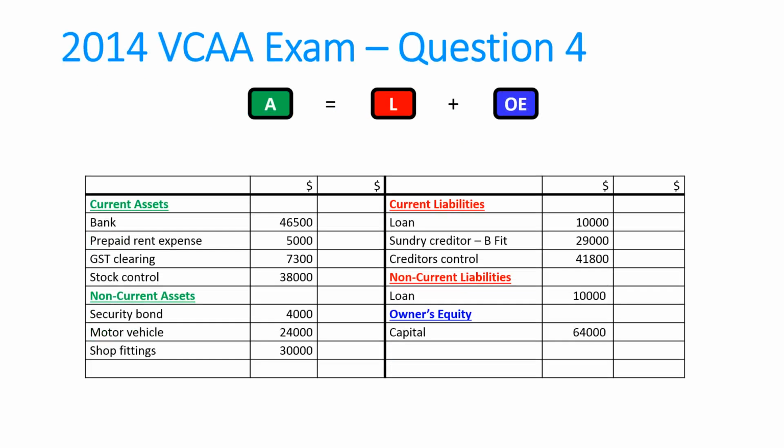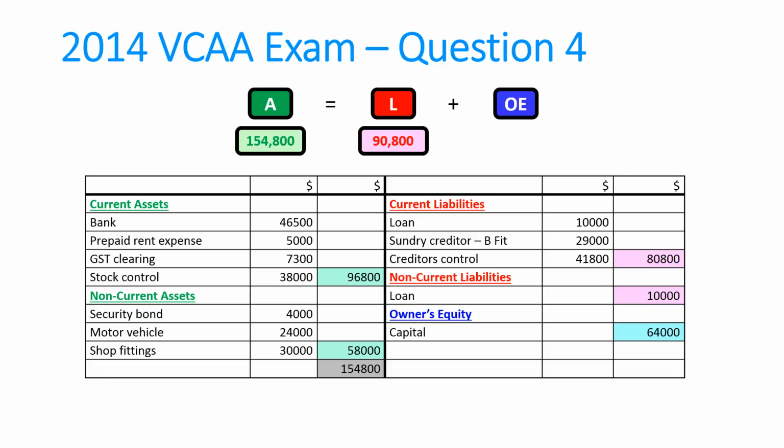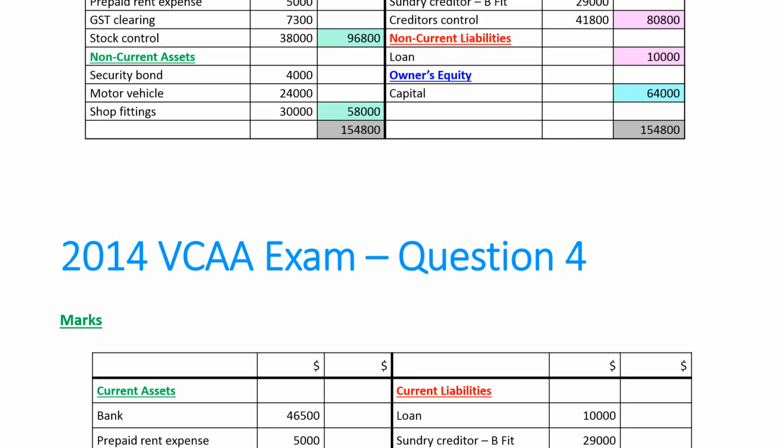To finish the report, we better total it up, so we'll total the current assets, the non-current assets, total assets, we'll get current liabilities. If we total all those up, we get $154,800. Total the current liabilities, the non-current liabilities, we'll total capital, and total liabilities are $90,800, total capital there, which leaves a total on the equity side of $154,800.